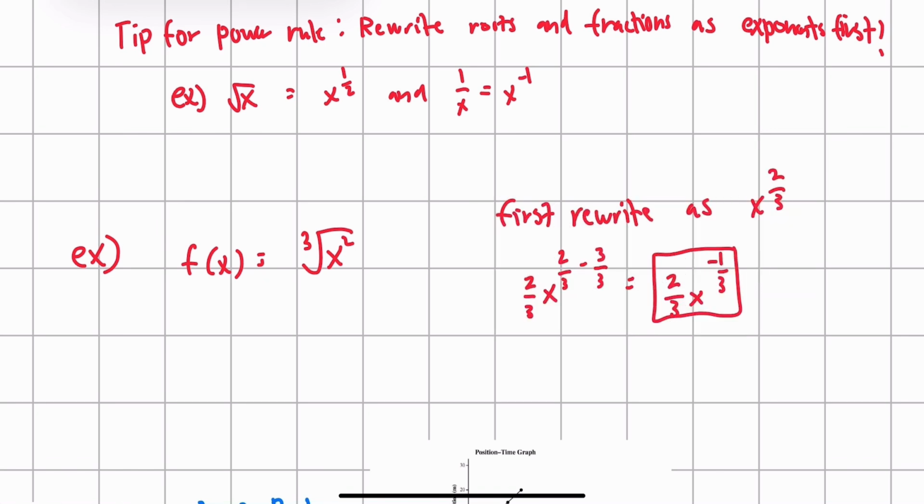So here's the work. The first step you want to do is rewrite cube root of x squared as x to the power of 2/3. From here it becomes simple. You want to drop down the 2/3 in front of the x, and then subtract 1 from the exponent. So 2/3 minus 3/3. That gets 2/3 times x to the power of negative 1/3.